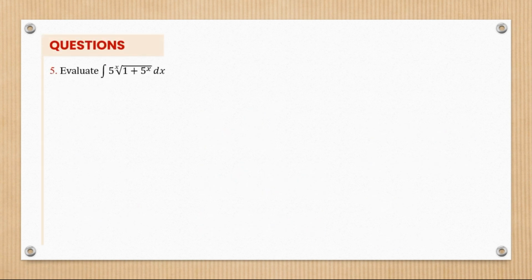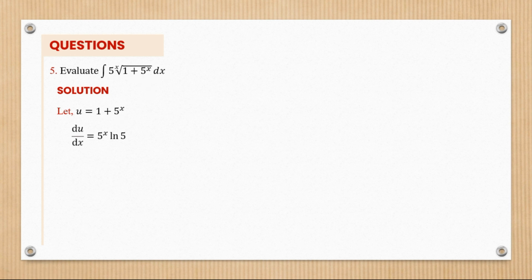Alright, so next, this is question number 5. I'm being told to evaluate the integral of 5^x times the root of 1 plus 5^x dx. Now, this is an example that also requires u-substitution. So we look for the more complex part of it, and we can see that that is the value that has the root of 1 plus 5^x. So the value inside, we're going to let that be equal to u.